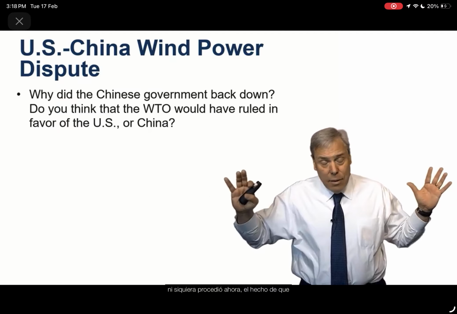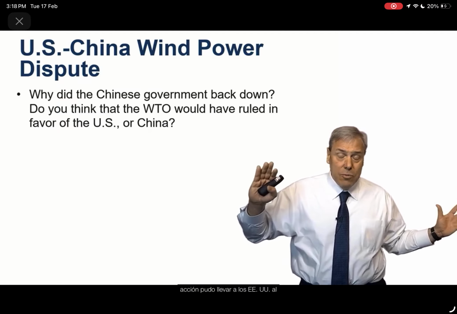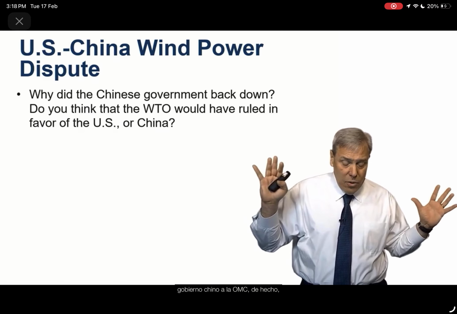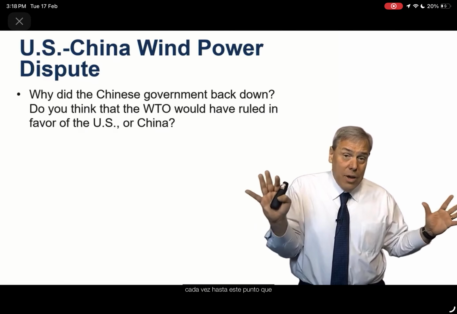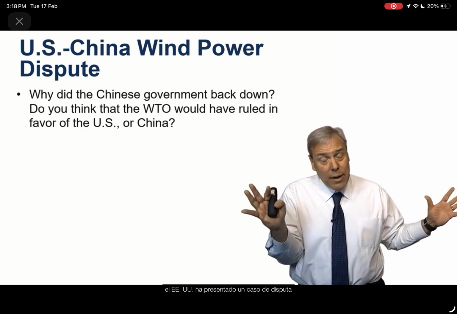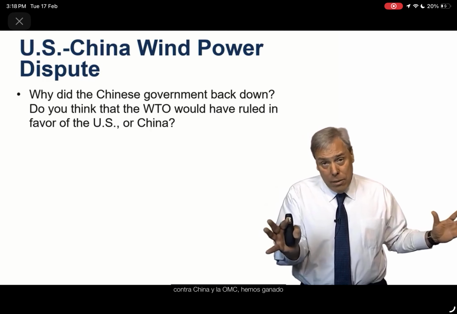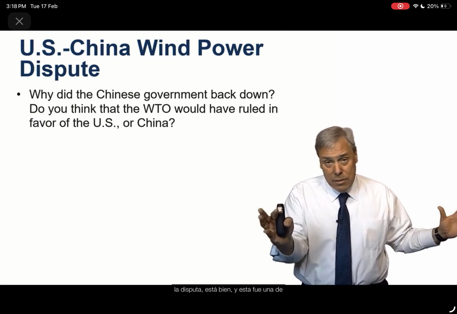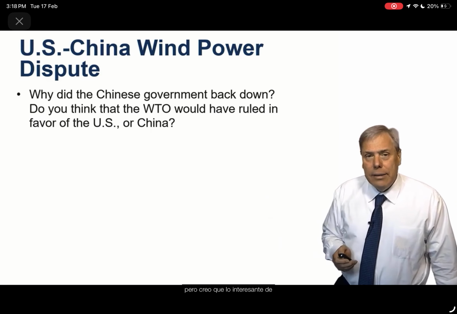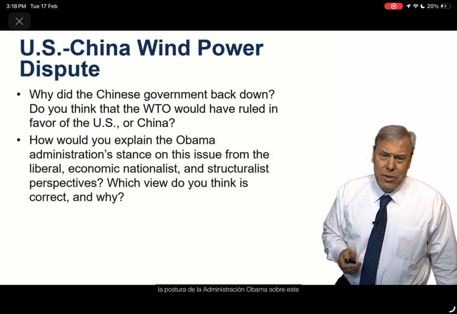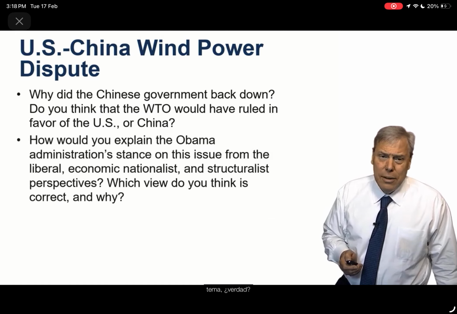Now, the fact that the U.S. was able to take this kind of action, was able to bring the Chinese government to the WTO. In fact, every single time up to this point that the U.S. has brought a case, a dispute against China in the WTO, we have won the dispute, okay? And this was one of these. But I think what is interesting about that is the Obama administration's stance on this issue, right?